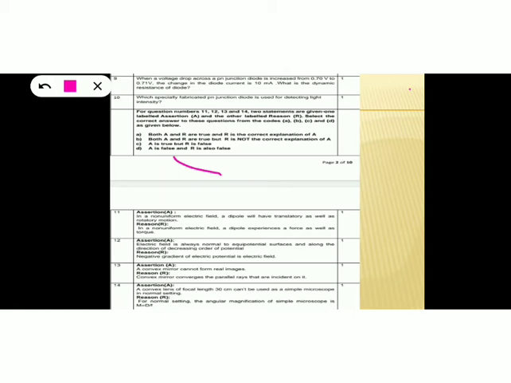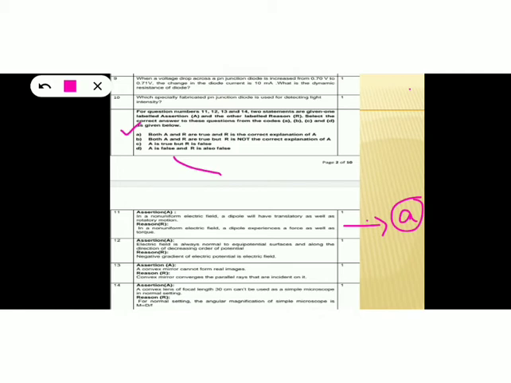Okay, so here in a non-uniform electric field, a dipole will experience translatory as well as rotatory motion because in a non-uniform electric field, a dipole experiences a force as well as a torque. It is true. Because of the force and the torque, the dipole experiences translatory and rotatory motion. So A will be the best possibility for this statement. The correct option for this is A. Both assertion and reason are true, and reason is the correct explanation of assertion. Now we can move on to the next question.